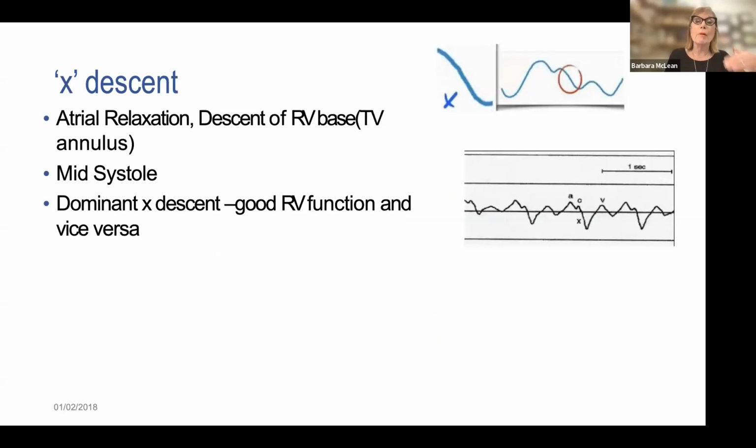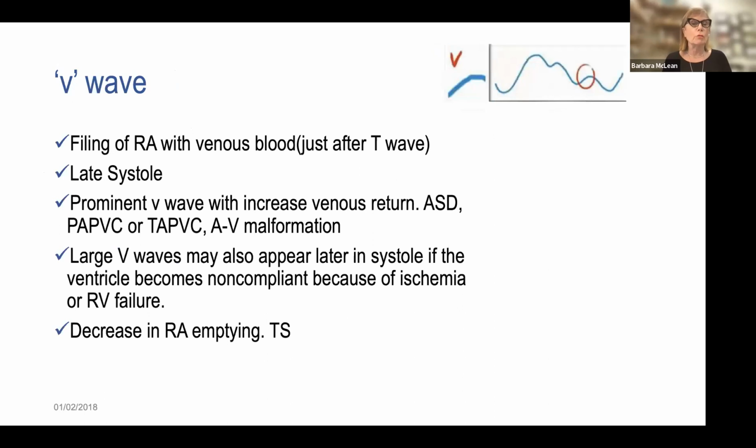Okay, remember that X descent? That X descent should always be the biggest descent. So A wave, C wave, X descent. Usually that means you have good RV function. If you don't have a dominant X descent, meaning that's the biggest descent, here's your X descent, here's your Y. X descent should always be the biggest because if the right ventricle is relaxed, the atria can also relax very significantly. So that's really, really important. That's really all I'm going to say about that. It plays a major role in diagnosis of cardiac tamponade and constrictive or restrictive pericarditis. Again, a little bit beyond where we are now.